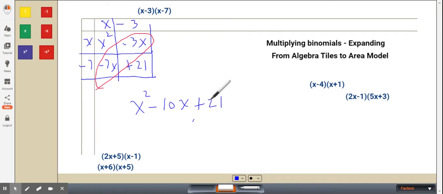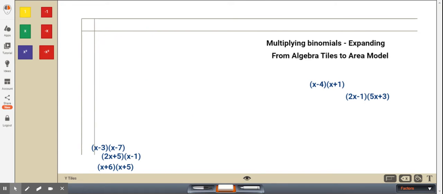Friendly, good. Doesn't matter what numbers we throw at it, the model works, and it works very efficiently. So two more examples, and I hope that this is being helpful. So the next example is going to be this one, x minus 4 times x plus 1. Just now we're going to be doing it just a bit faster. So just come along, and hopefully these will make sense to you.